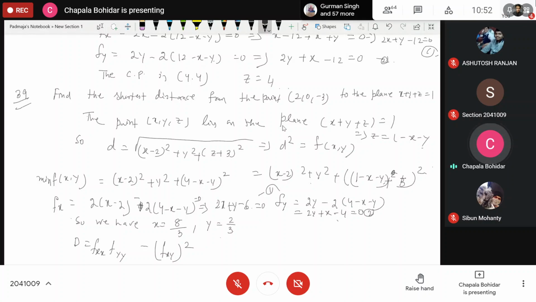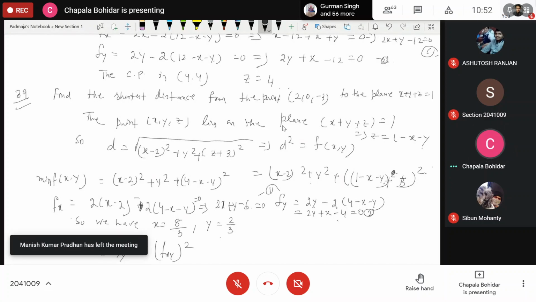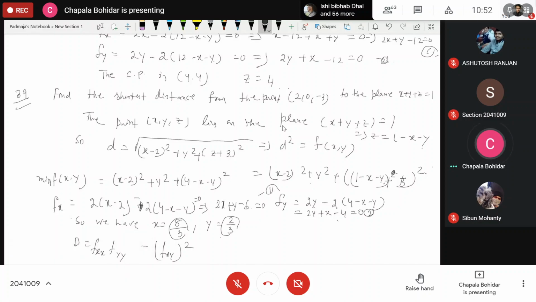After online, you have multiple choice only. So why waste your time at this critical point? You find out your d square, then take the root over, that is the d. So what is the value you get for d? Find out.